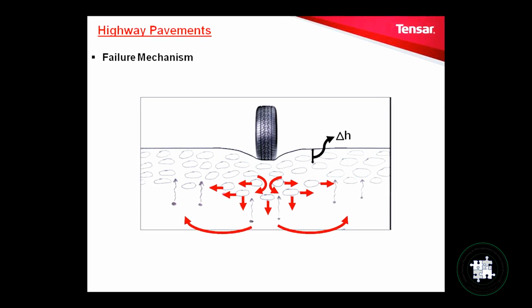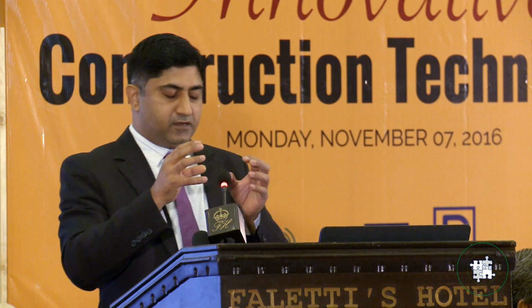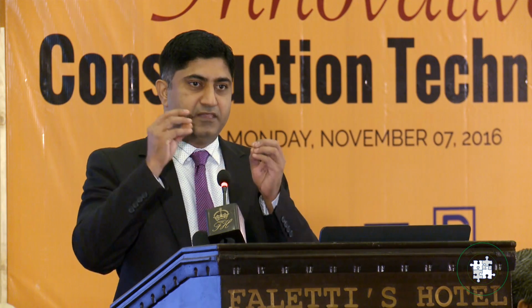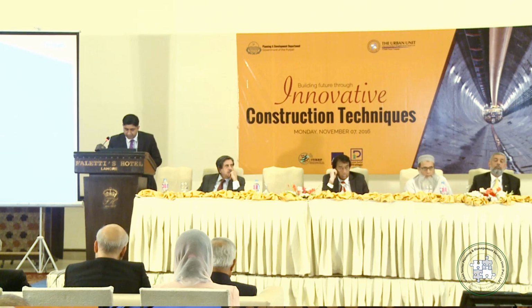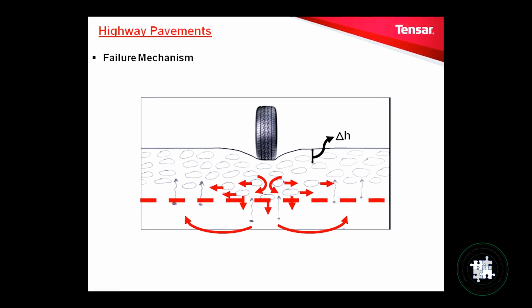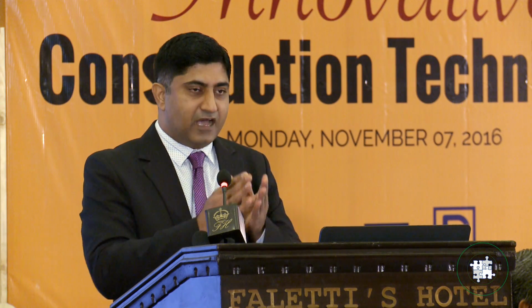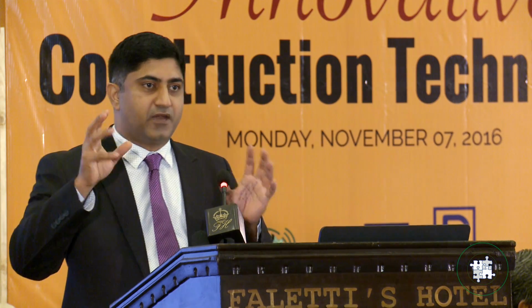Let us quickly see the failure mechanism that might happen during the life of the pavement. When a wheel passes on top of the pavement, the pressure from the wheel starts moving the unbound and bound particles in different directions. In a simplified format, the aggregate particles start moving downward, they also start moving laterally, and more interestingly, a rotational type of movement also happens in the aggregate layers.